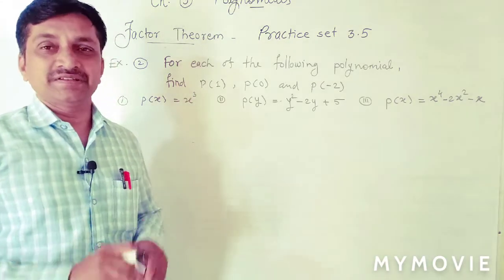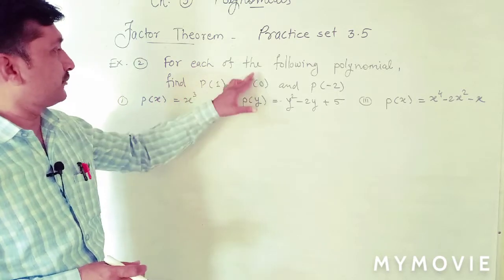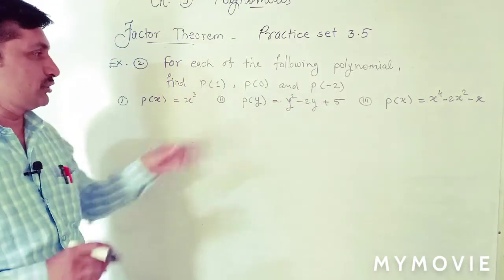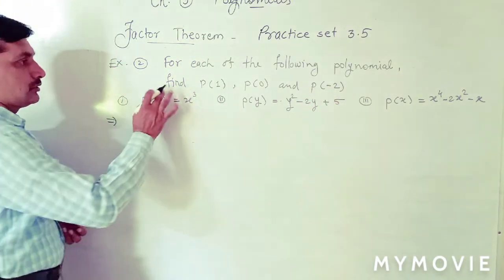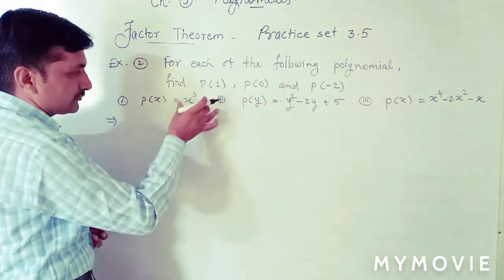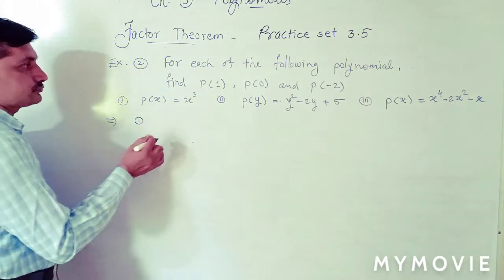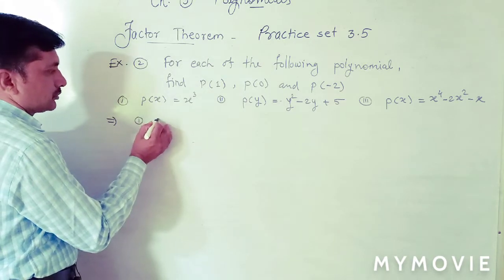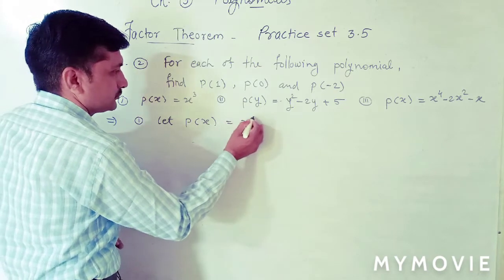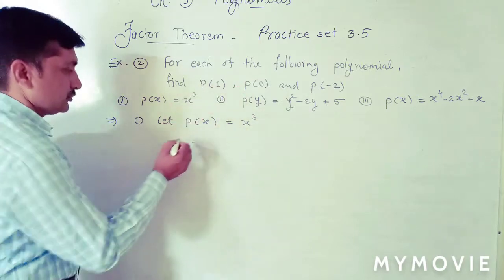Example number 2 is the same as we solved in example number 1. Here find the values of P of 1, P of 0, P of minus 2 for 3 polynomials. Now here 3 values, and for 3 polynomials we have to solve this. First, let p of x is equal to x cube. Now let's solve for these three values.